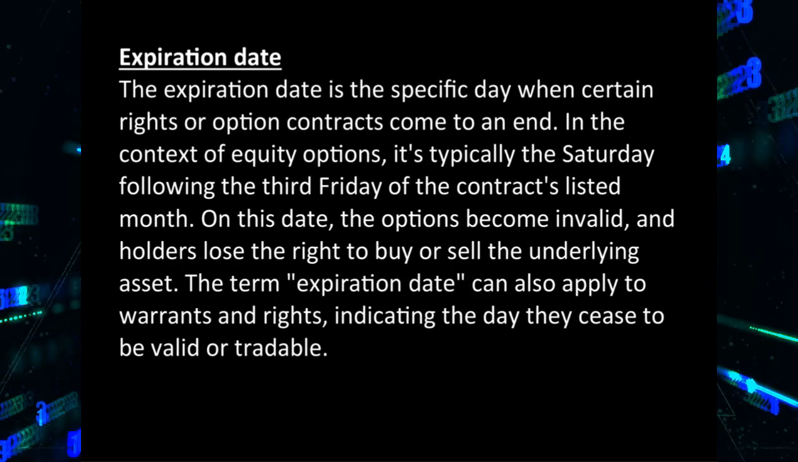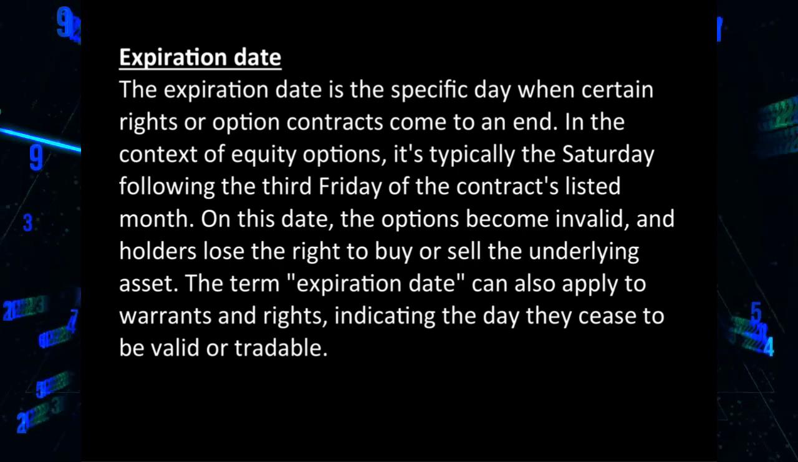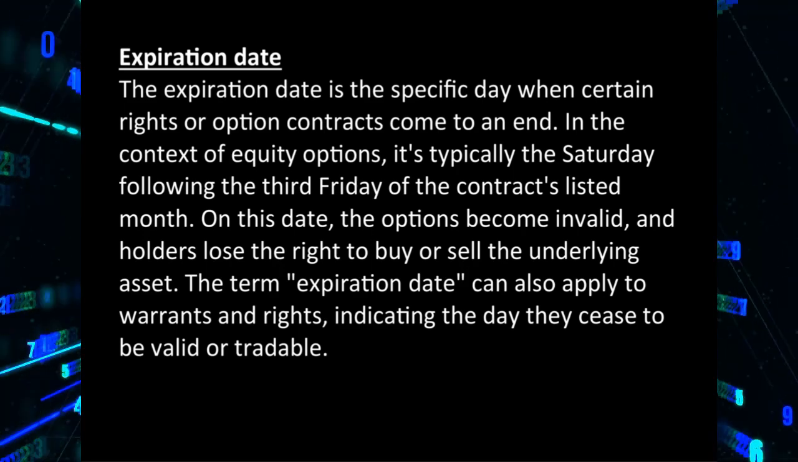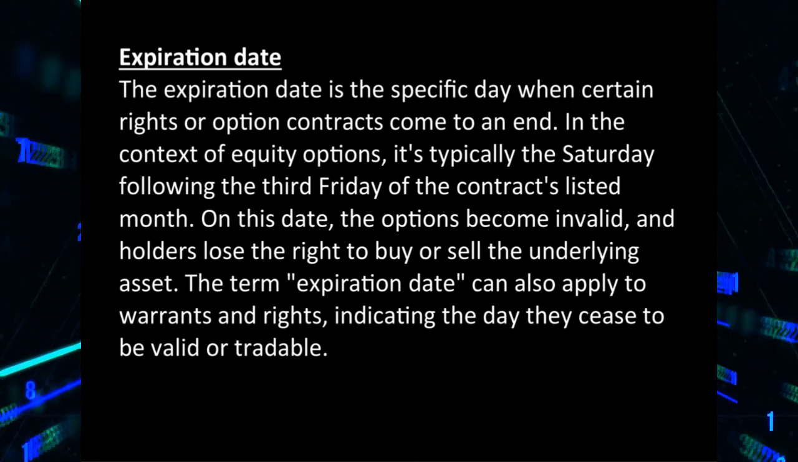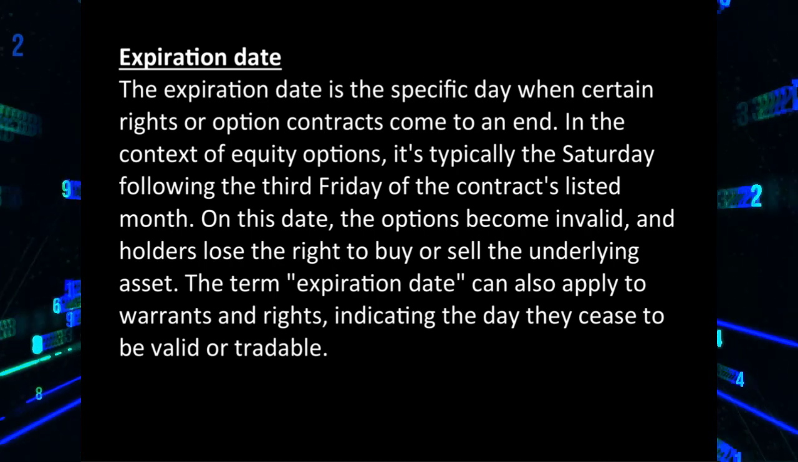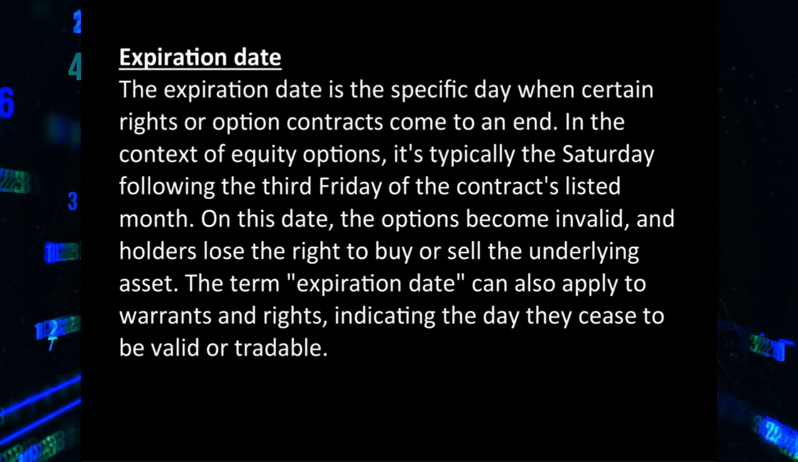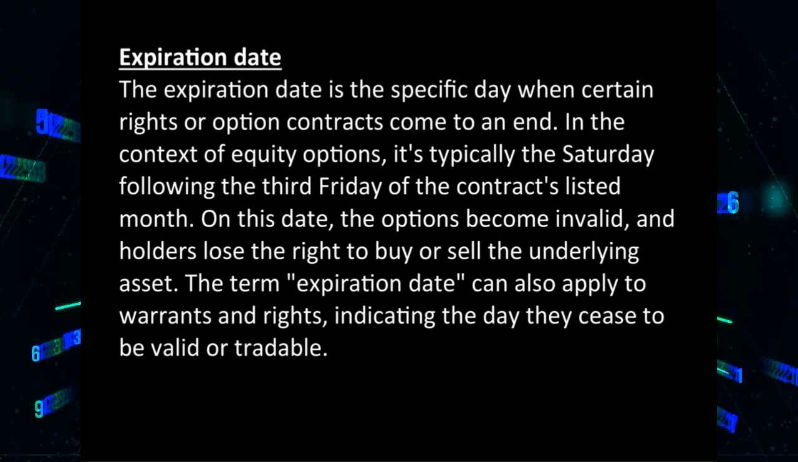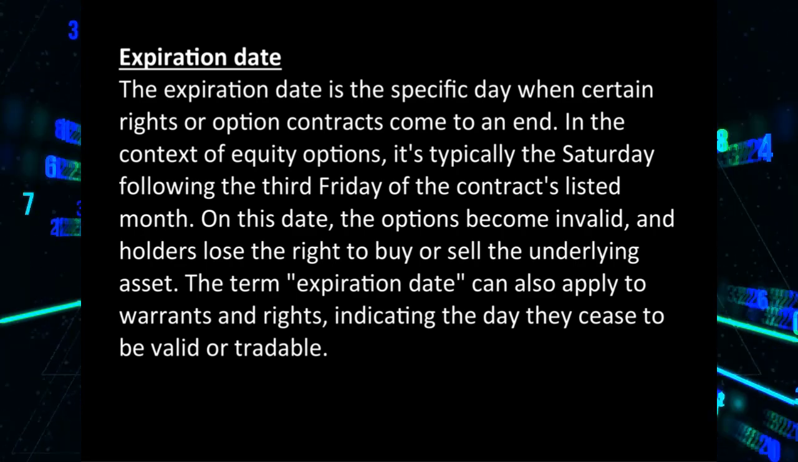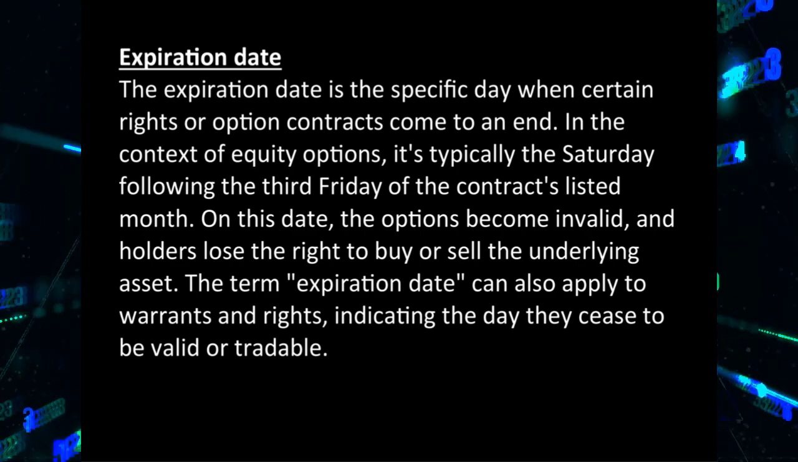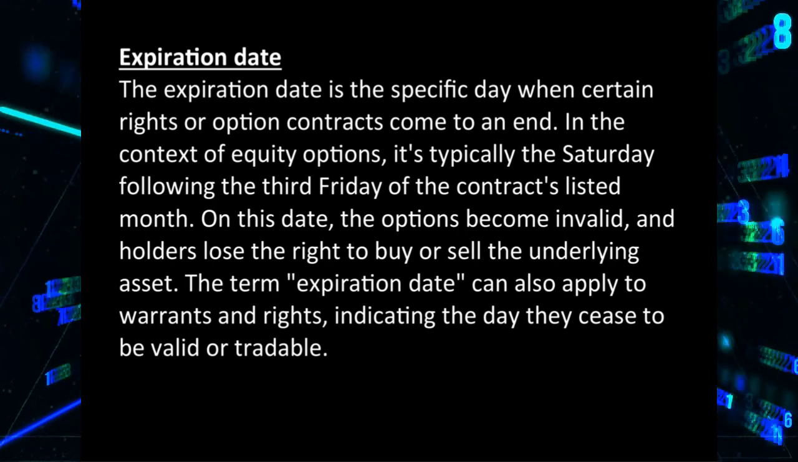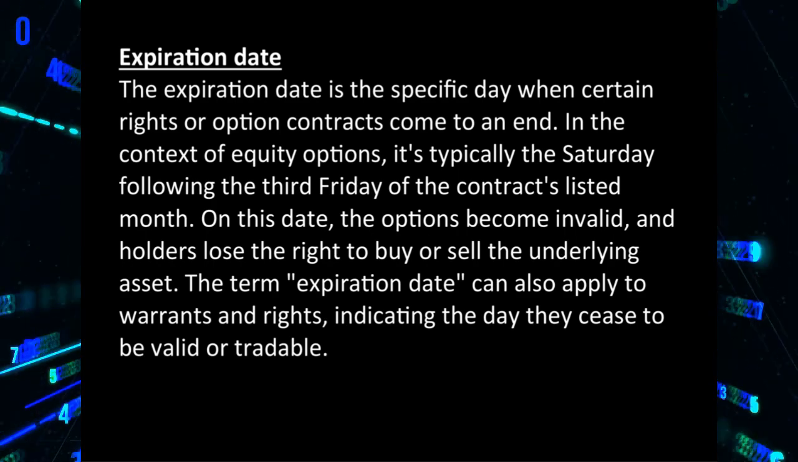Expiration date. The expiration date is the specific day when certain rights or option contracts come to an end. In the context of equity options, it's typically the Saturday following the third Friday of the contract's listed month. On this date, the options become invalid, and holders lose the right to buy or sell the underlying asset. The term expiration date can also apply to warrants and rights, indicating the day they cease to be valid or tradable.